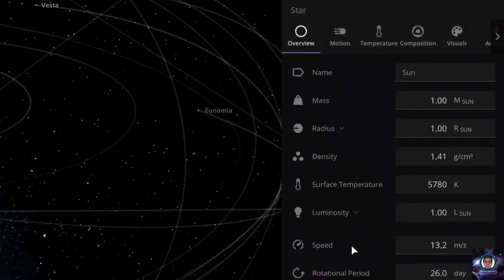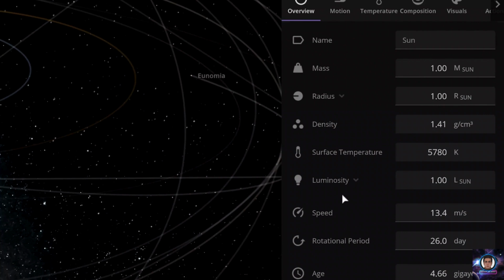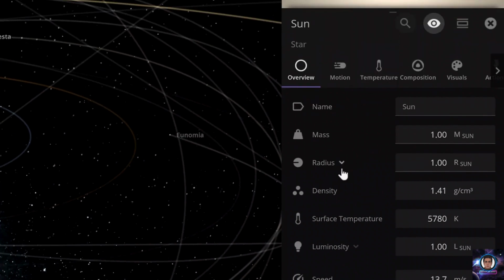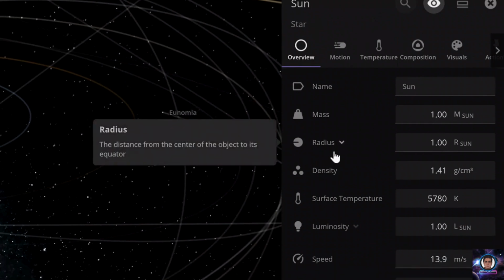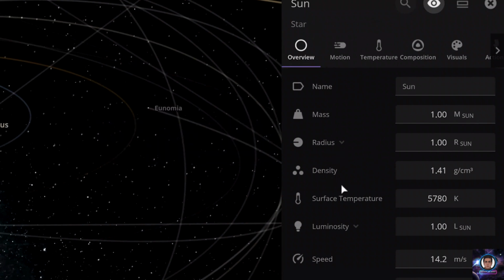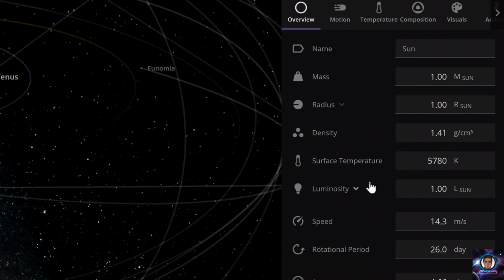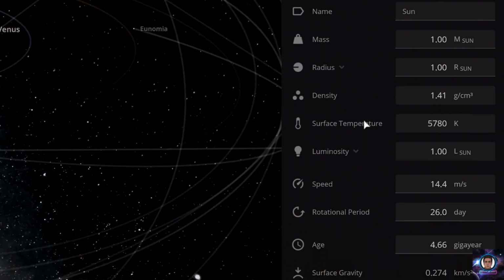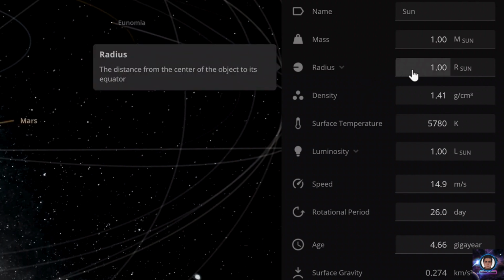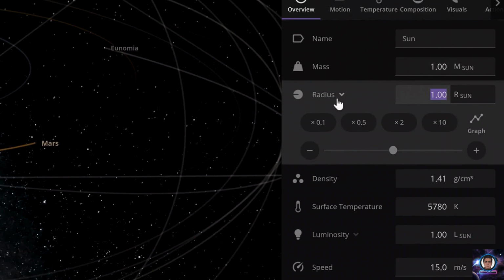These are the parameters which we can change in this Universe Sandbox simulator and see the results. For example, in the sun, we can also change the radius of the sun. It can be twice or many times more, or even less. We can change the density, the surface temperature, luminosity, speed, many parameters. In this video I want to show you what happens if we change the radius of the sun.